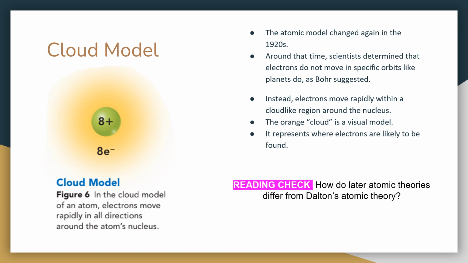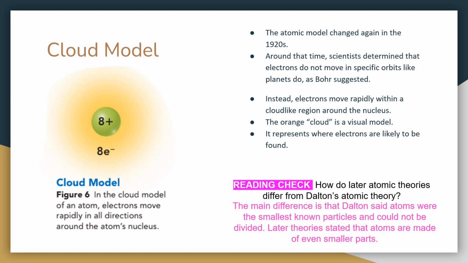A reading check. How do later atomic theories differ from Dalton's atomic theory? The main difference is that Dalton said atoms were the smallest known particles and could not be divided. Later theories stated that atoms are made of even smaller parts, those smaller parts being the proton, electron.